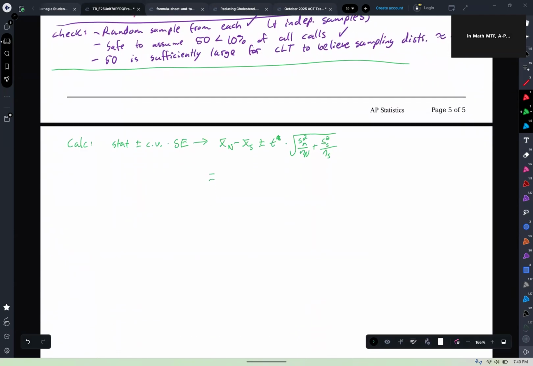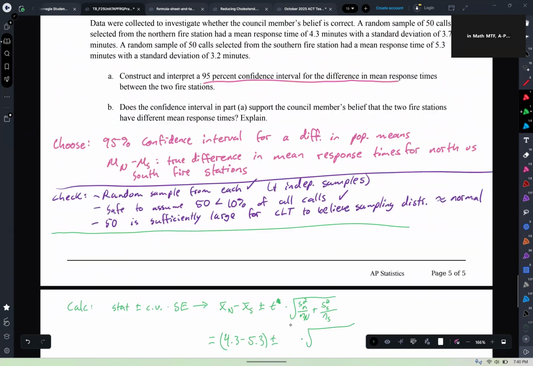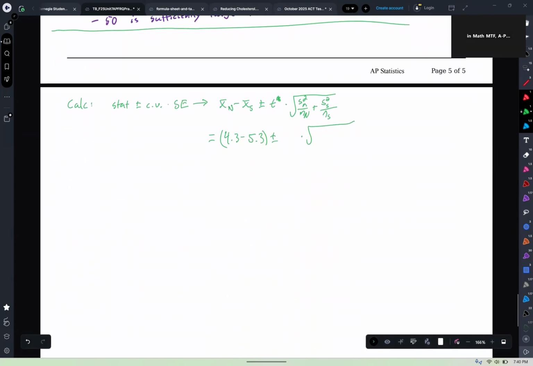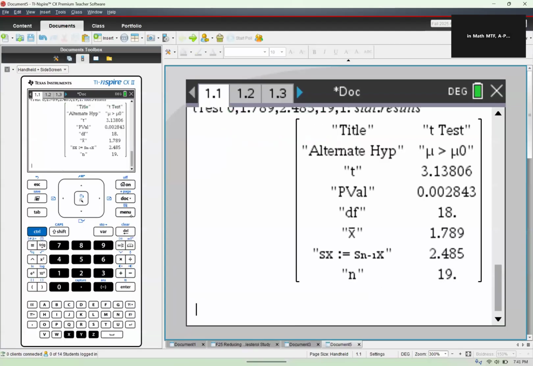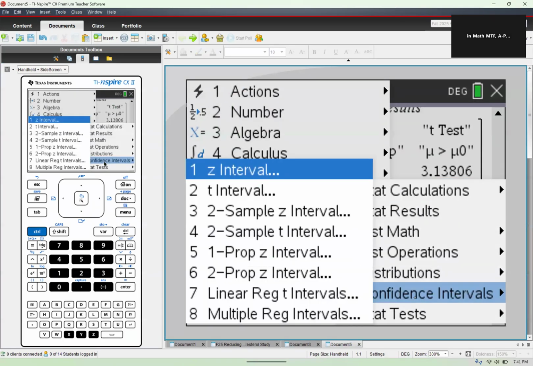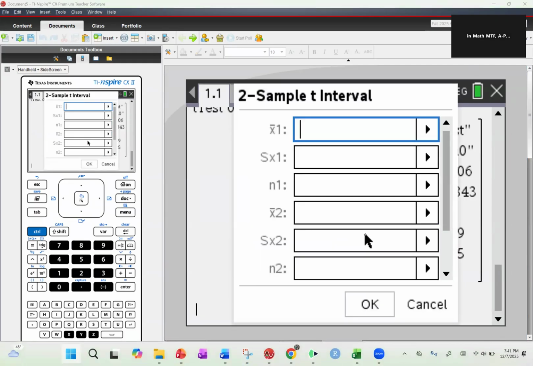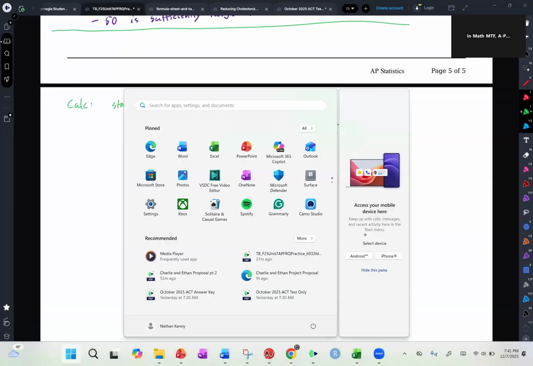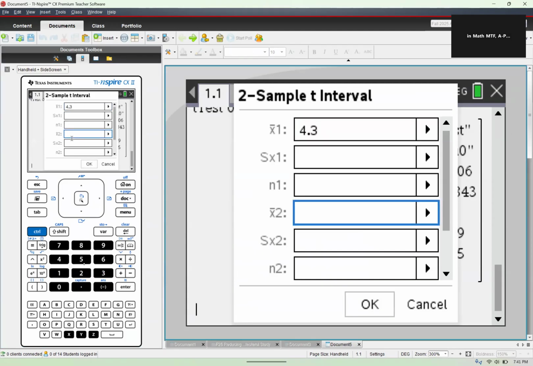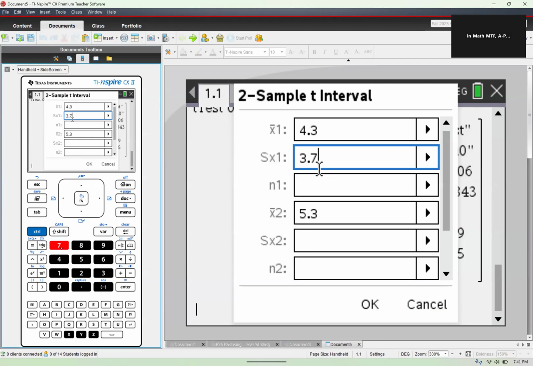4.3 and 5.3, plus or minus. I want to leave that t alone for a second. 30.7 and 30.2. Okay. So I'm going to use my calculator to do the confidence interval, the t interval. 4.3, 5.3, 3.7, 2, 50, 50.